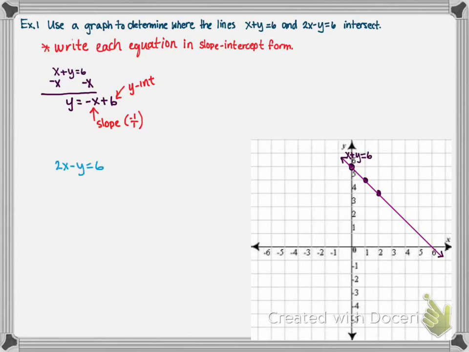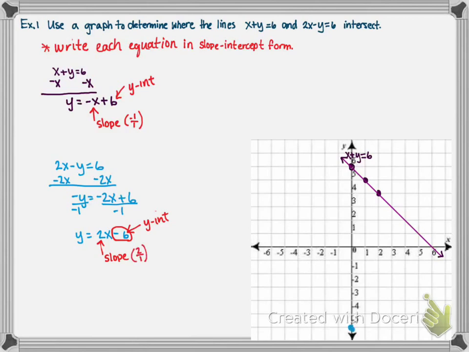Okay, the second equation, 2x minus y equals 6. Let's subtract 2x. Let's divide everything by negative 1. y equals 2x minus 6. So our y-intercept will be negative 6, and our slope will be 2, or 2 over 1. So put a point at negative 6 on the y-axis and go up 2, right 1, and draw on my line.